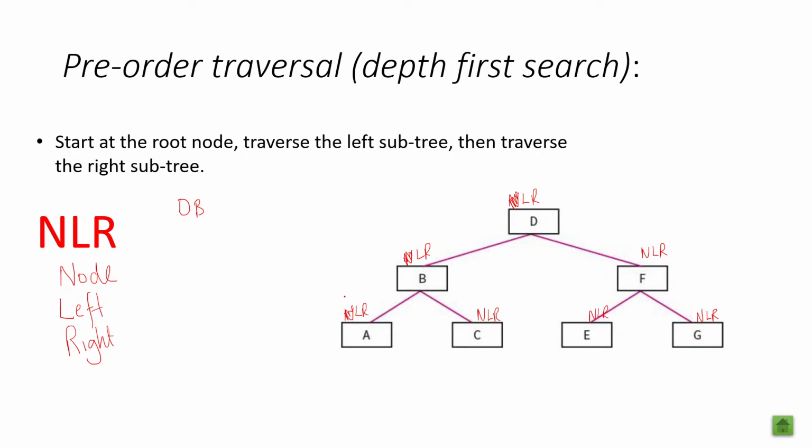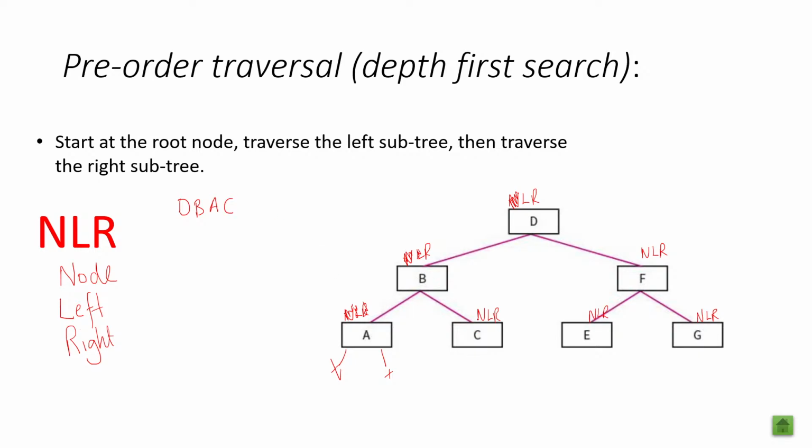Oh, I've got a node again, so I write that down. A goes in there. Then I search the left subtree, there's nothing there. Scrub that off. I search the right subtree, there's nothing there. Scrub that off. That's it. Fully completed the left subtree. I can now scrub this off. Traverse the right subtree. Go down.